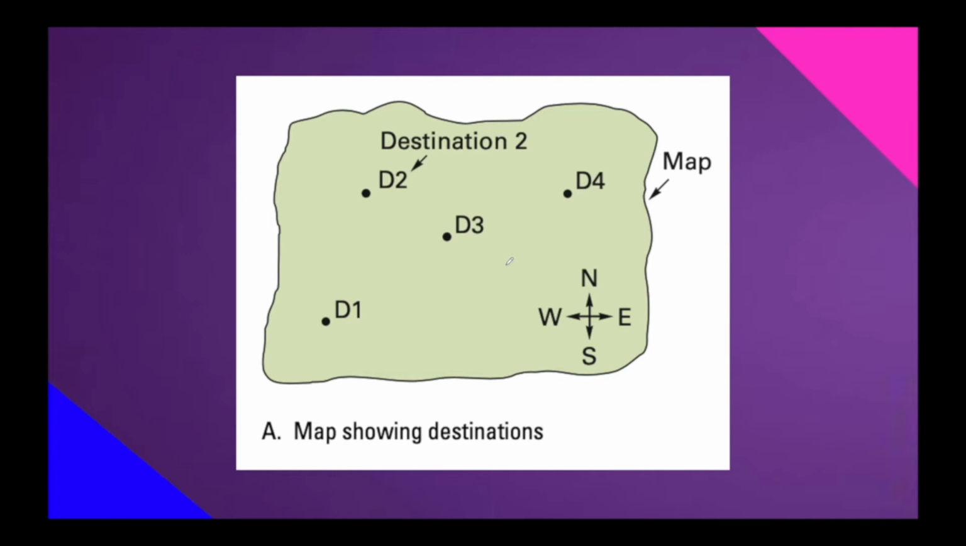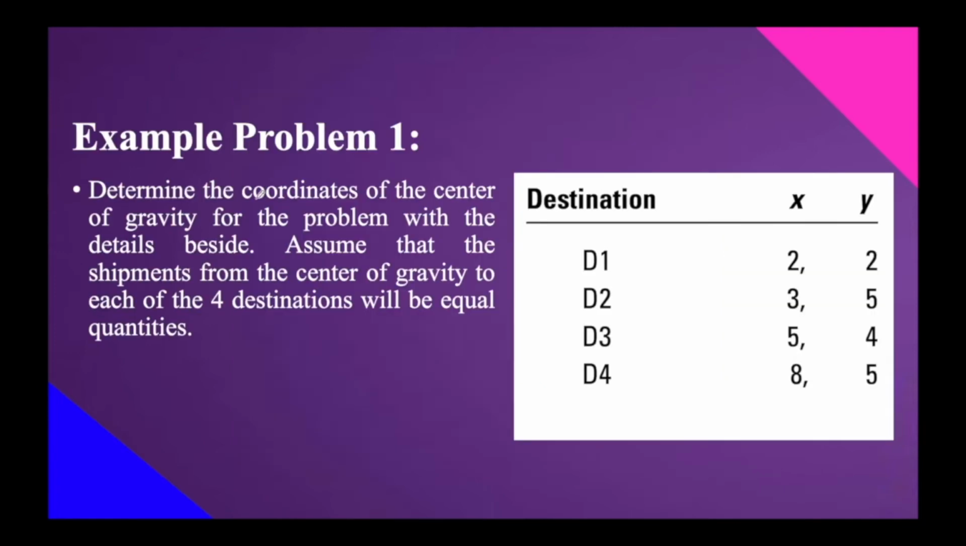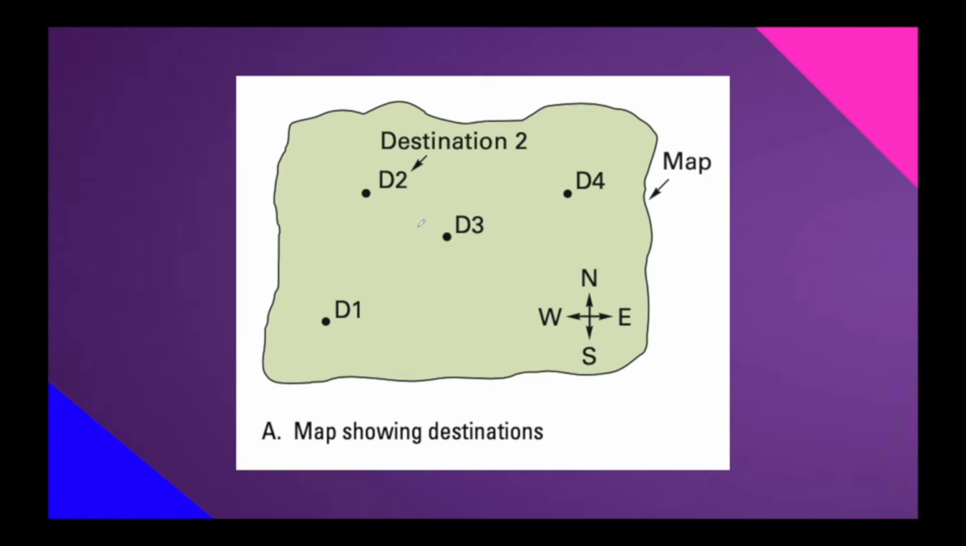What is our problem, by the way? Assume that the shipments by the center of gravity should be equal. Determine the coordinates of the center. So we are trying to find out the center of all these destinations. So where should it be? Can it be here, here, here, or where? That's what we want to find out. That's why we are having the coordinates as our given.